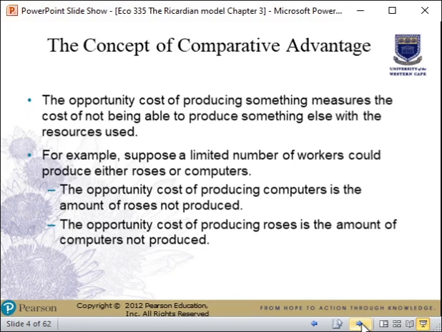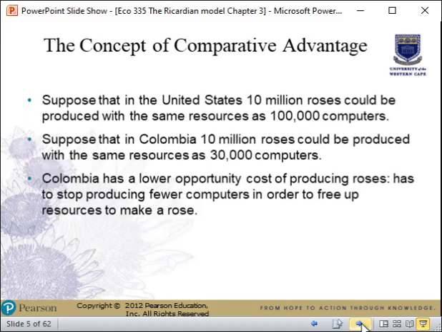If the workers spend all their time producing roses, then the opportunity cost of roses will be equal to the value or amount of computers not produced, and the reverse is true. An example will help clarify the concept of opportunity cost. Consider two goods, roses and computers, and two countries, United States of America and Colombia.